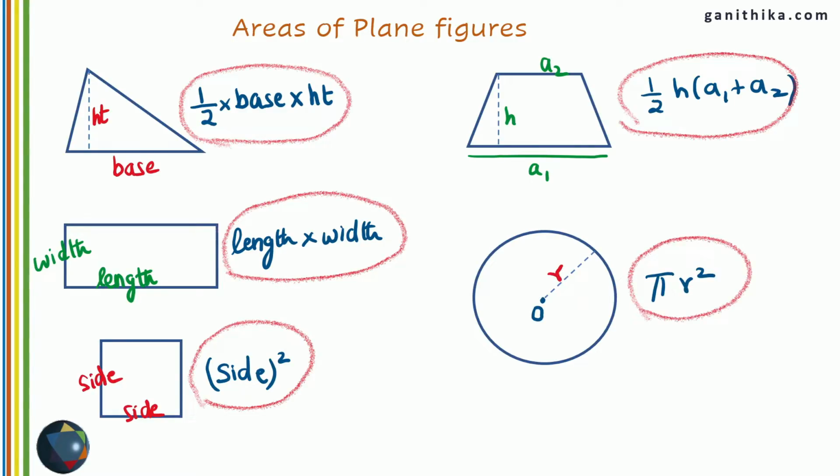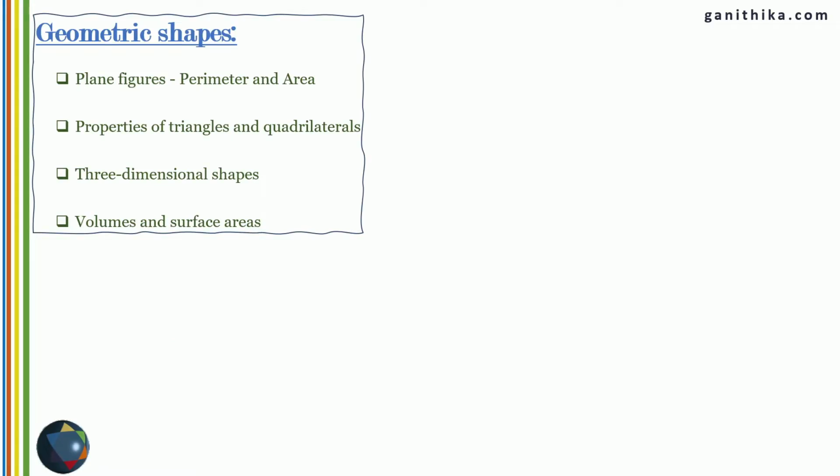If r is the radius of the circle, we know this already. So make a note of the formulas for all these areas of plane figures, which will be very, very helpful in your DP classes. Let's proceed further to properties of triangles. So we are going to discuss the properties of triangles.